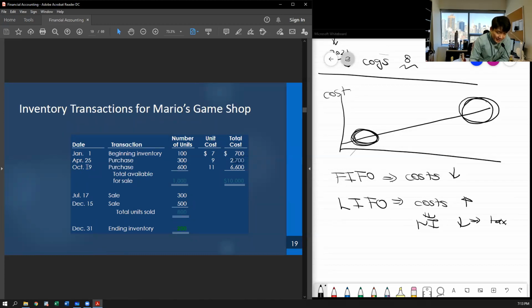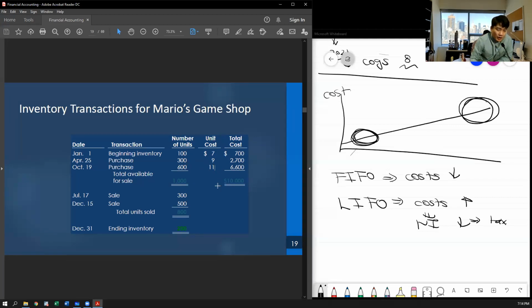On October 19th, the company purchased additional inventory of 600 units at $11. As you can see, there are increasing dollar amounts with respect to the unit cost, and that's $6,600. So what that means is that during the year, the company has a total of 1,000 units of that inventory for the amount of $10,000.